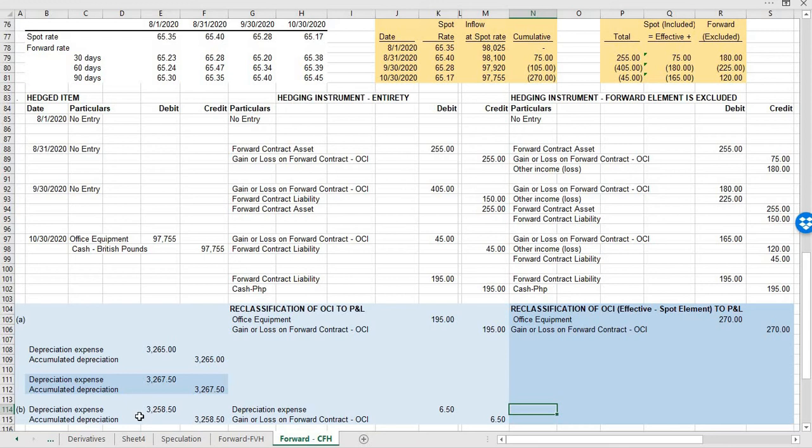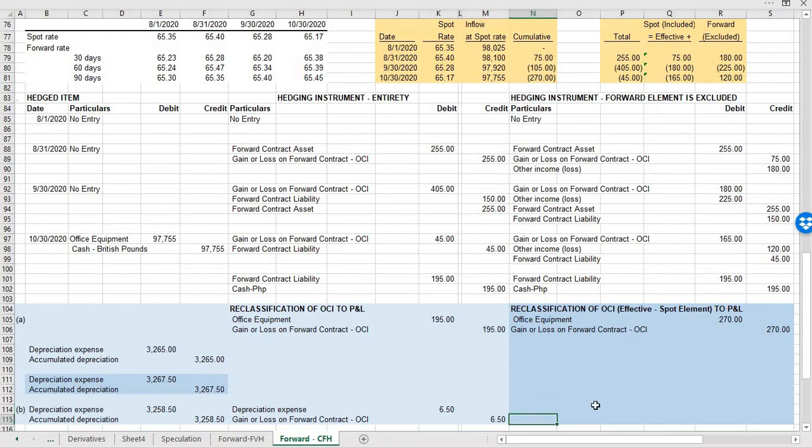Ibig sabihin, gagawin uli ito. Bakit? Kasi ito ay nakabase doon sa original cost ng ating office equipment, which applies, syempre, regardless whether the hedging instrument is designated in its entirety o kaya hindi. The forward element is excluded. So, ito as is to, either designation. So, ngayon, after nito, dahil nagkaroon ng effect ang ating office equipment sa P&L by recording depreciation expense, this is now the time for us to reclassify the OCI to P&L based on the same computation for the depreciation.